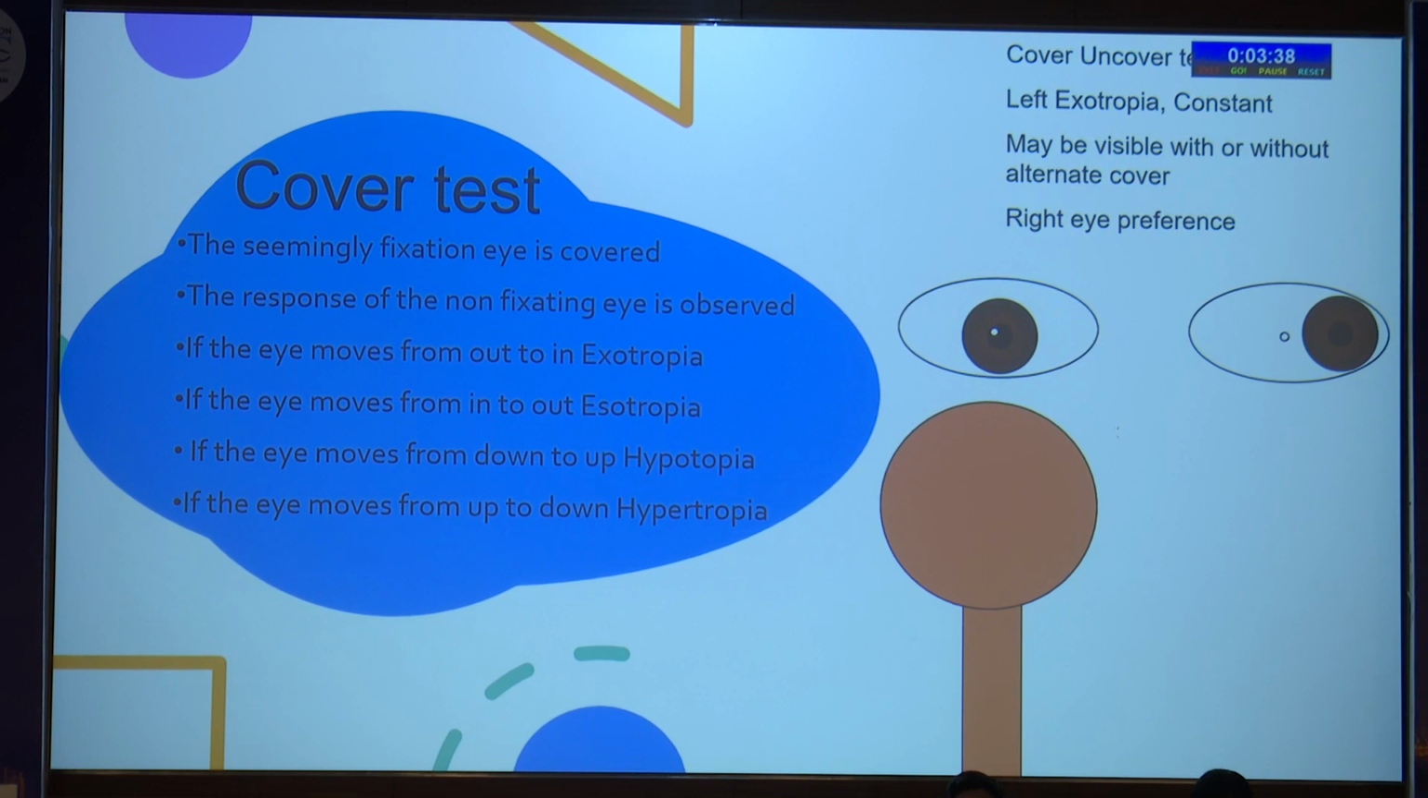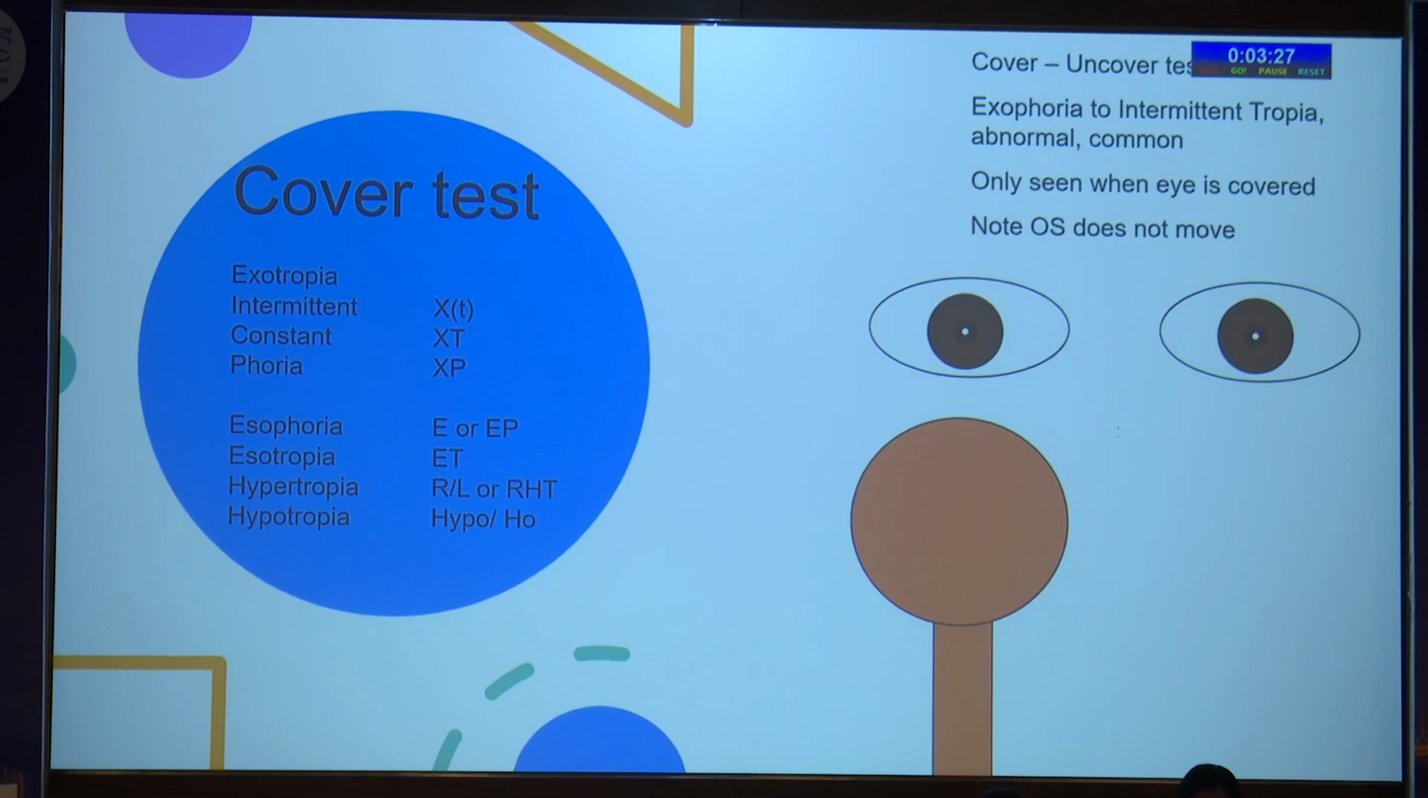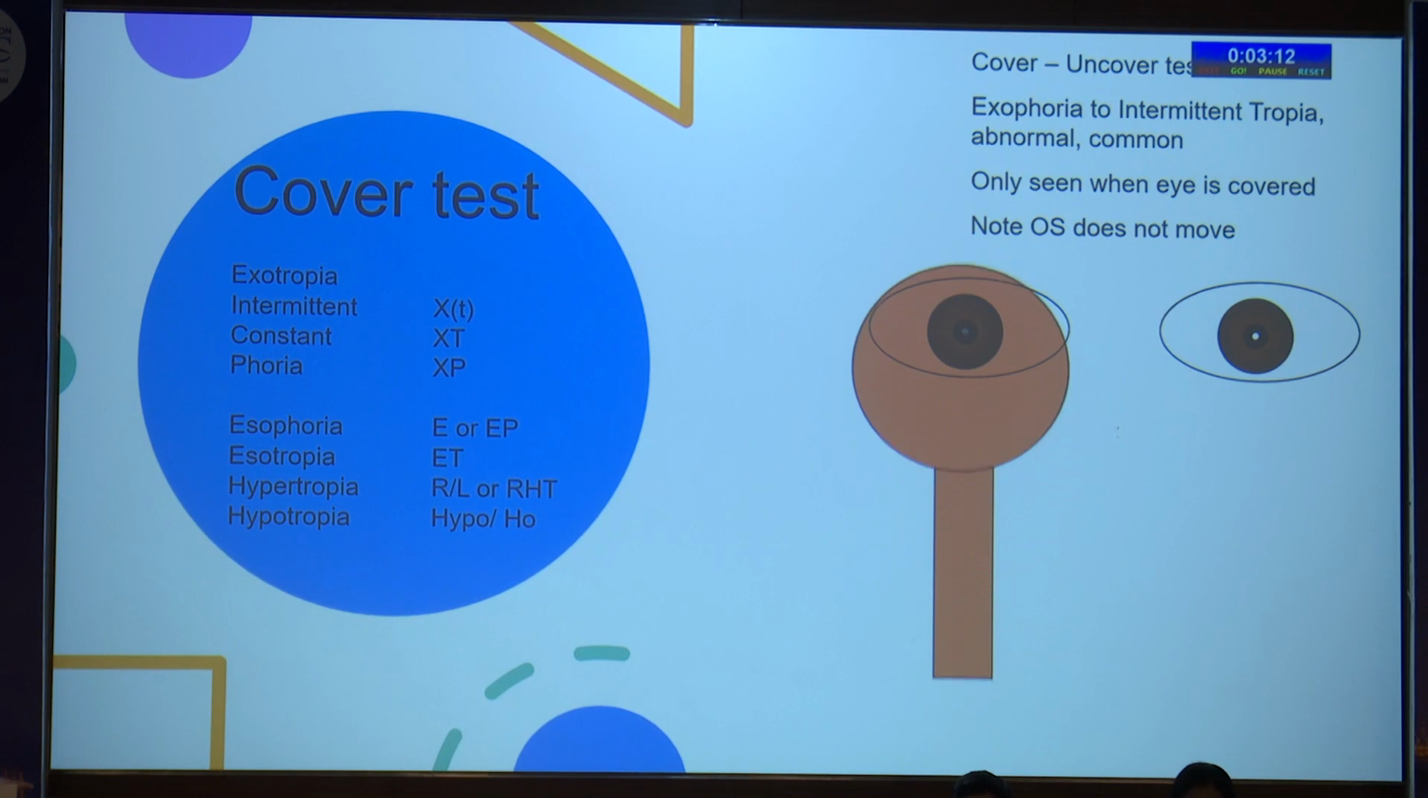If it moves from out to in, it is exo. If it moves from in to out, it is eso. If it moves from up to down, it is hyper, and if it moves from down to up, it is hypo. And then this is how you notify them. If there is intermittent exotropia, you notify it as X bracket T, and likewise if there is constant exo, there is exophoria. This is just a small animation to show a phoric deviation.